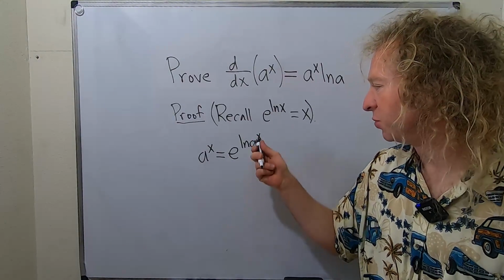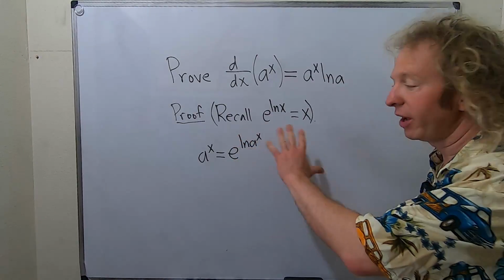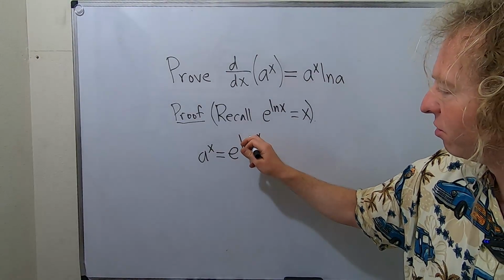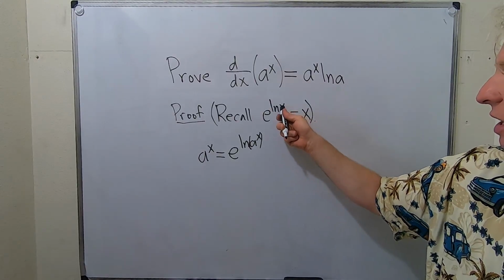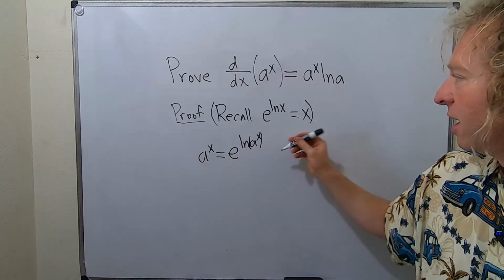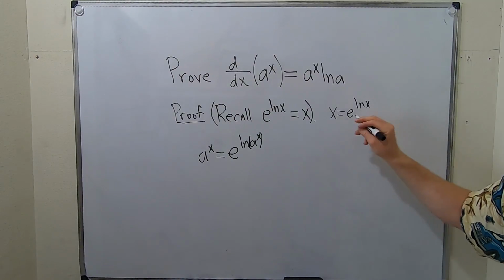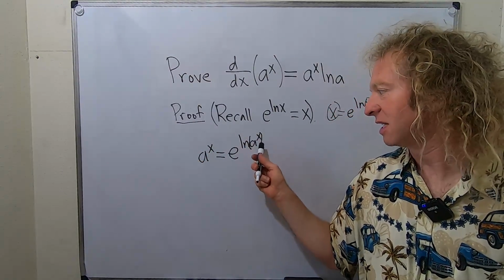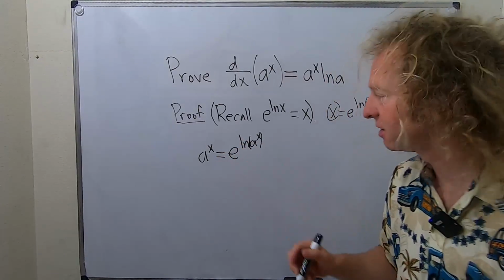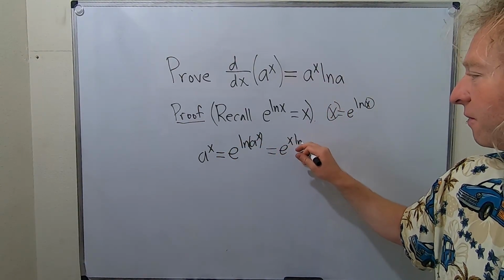Then we're going to use the power rule for logs. We're going to put the x in the front. By the way, hopefully this step is clear. I'm going to put this in parentheses so you see it. See, here's your x, here's your x. Might be more clear if I write it like this. So you see how it matches. It's the same thing. These cancel and you just get a to the x. Now we're going to put this x in the front using the power rule for logs.